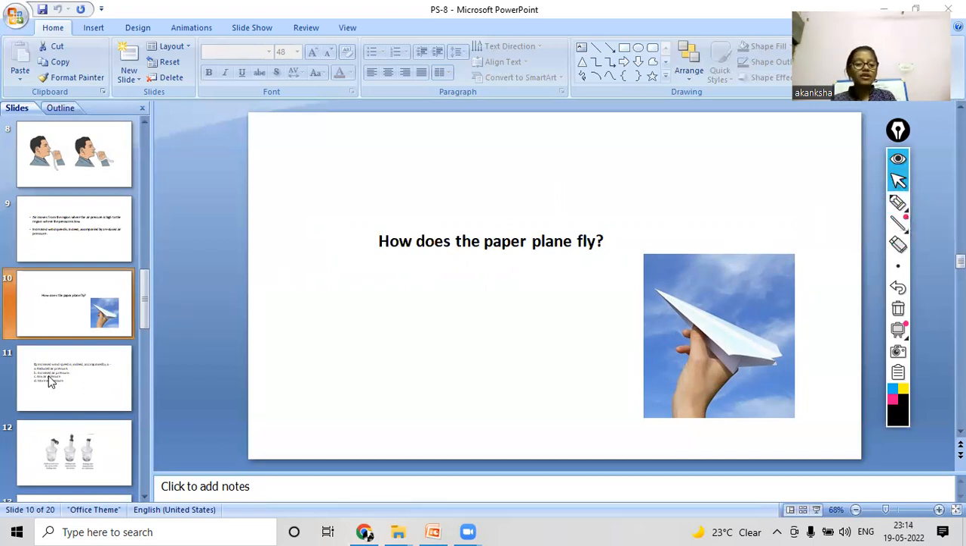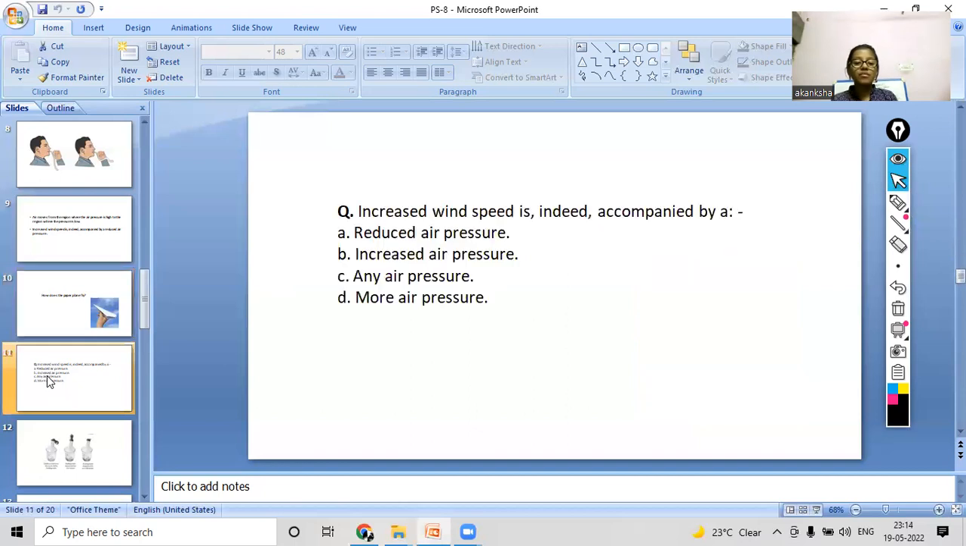Now we will move ahead and come to the question. You have to write your answers in the chat box. The question is: increased wind speed is indeed accompanied by reduced air pressure, increased air pressure, any air pressure, or more air pressure? I will give you 5 seconds to write your answers in the chat box and then I will tell you the right answer. Very good, I can see the right responses. The correct answer here is reduced air pressure.